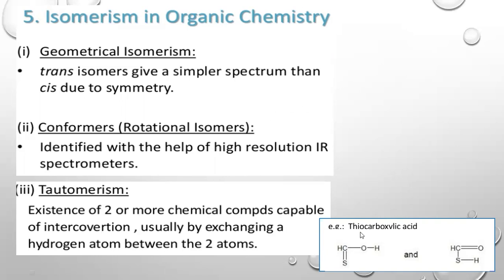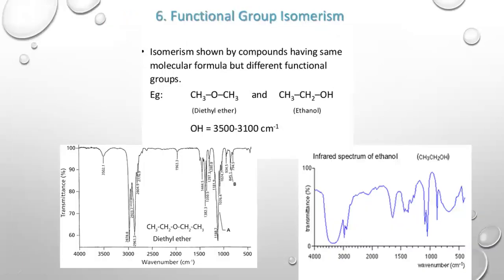Here you can see thiocarboxylic acid. Thiocarboxylic acid: one form has an SH group and another has a C=S group. In tautomerism, at equilibrium, one tautomer predominates. If we get a carbonyl band in the IR spectrum, then we can say that the C=O tautomer predominates, or is maximally present, in the molecule.